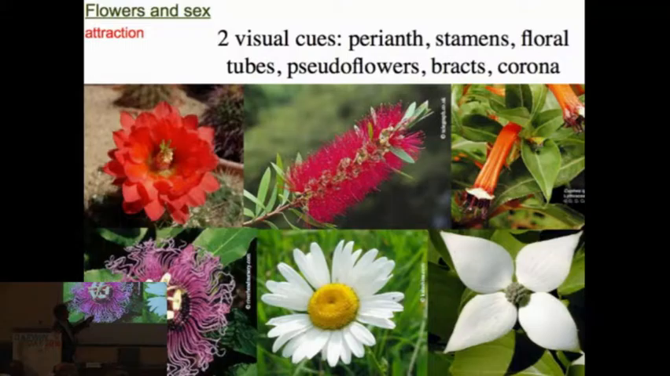Stamens can be attractive, like in callistemon here. It can also be a floral tube and a hypanthium, like in Cuphea here. The perianth is very small here. The petals and sepals are almost reduced. It can also be an extra structure in the flower, like in Passiflora, a sort of corona, we call that, a crown.